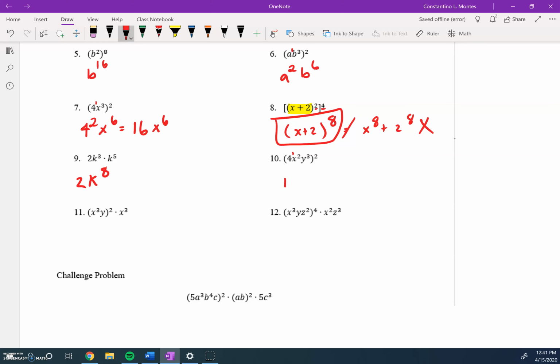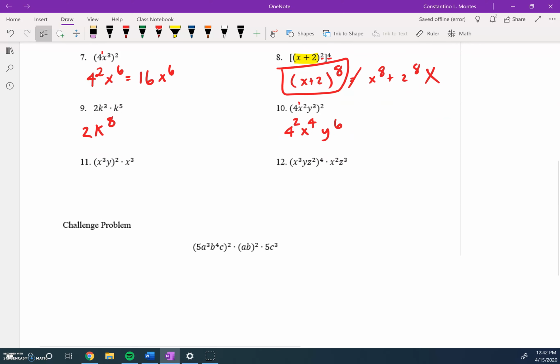So I have 4 as a base, x as a base, and y as a base. 2 times 1 is going to be 2. So 4 to the power of 1, 1 times 2. X to the power of 2, so 2 times 2, which is going to be 4. And then the y has an exponent of 3. 3 times 2 is going to be 6.